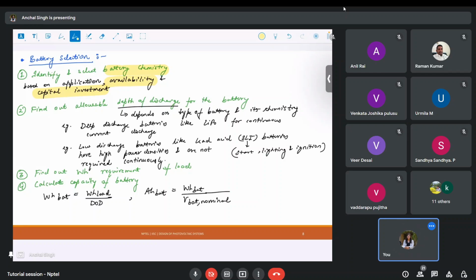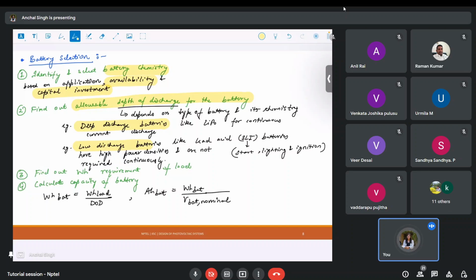Next thing is the allowable depth of discharge for the battery. All the batteries that we have have an allowable depth of discharge connected to their chemistries. So depending on what kind of battery we are using, we'll get the allowable depth of discharge from its manufacturer or its data sheet. Okay, so there are two extremes here also. There are either deep discharge batteries or there are low discharge batteries.